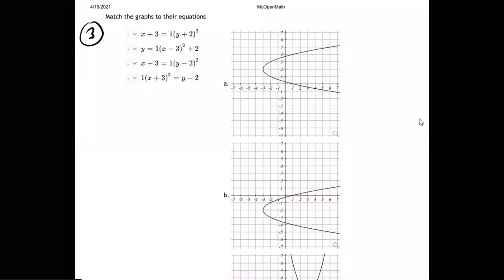Okay, so now we're looking to move parabolas off center. No longer centered at the origin. That's what's tricky here, and this is our first exposure to that. They're giving us four different equations, which are really very similar, right?